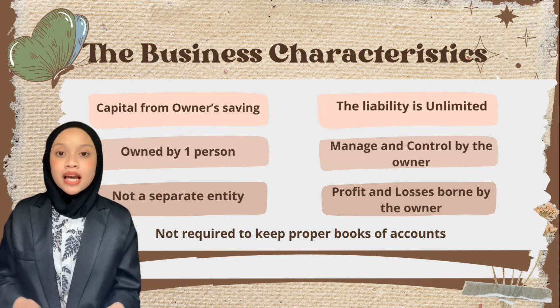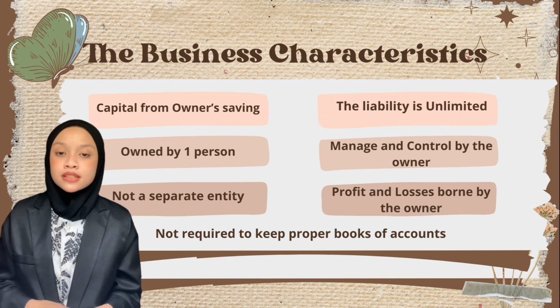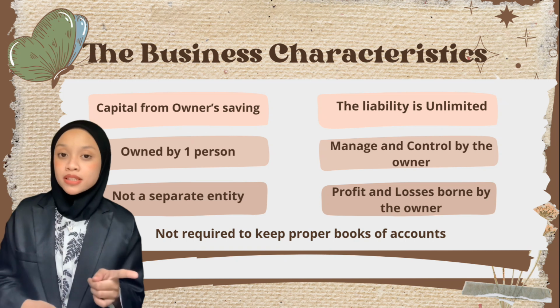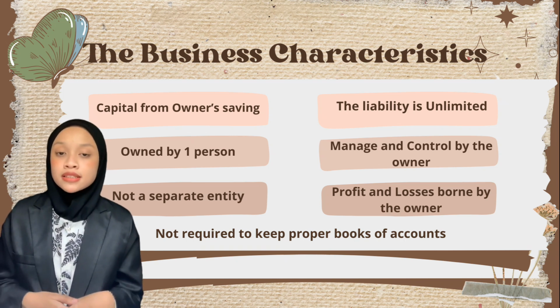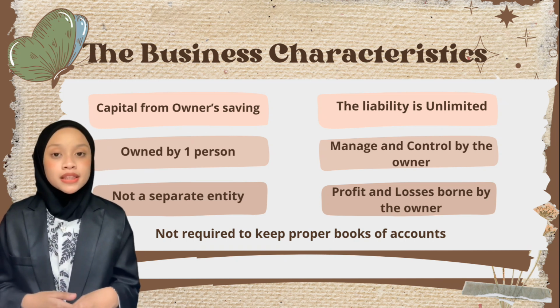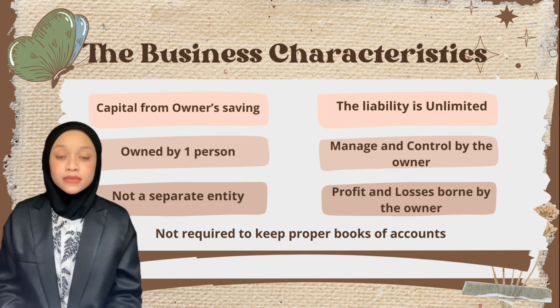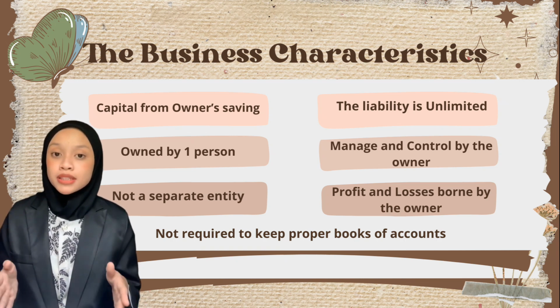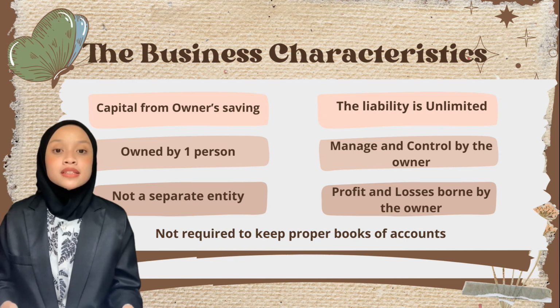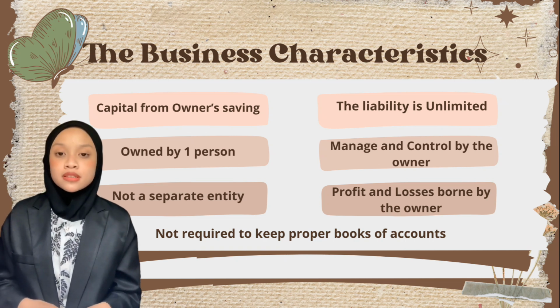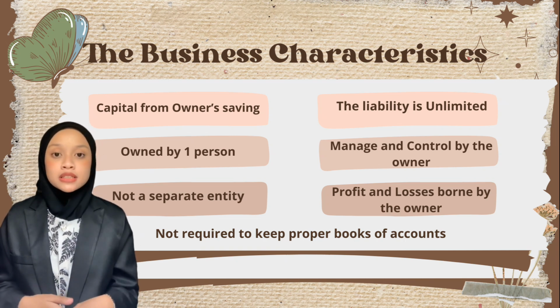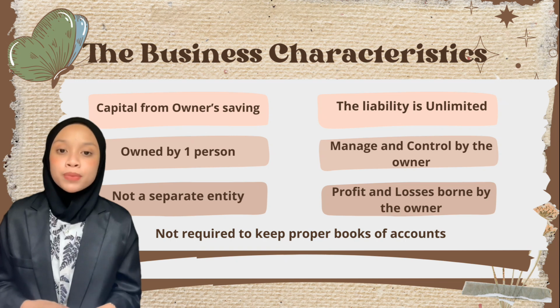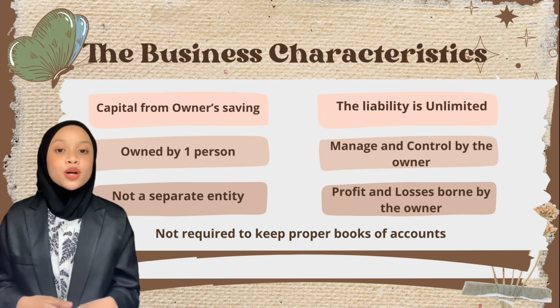Besides that, the ownership of this business is only 1%, and for the existence, it is not a separate entity. Next, the liability that is used is unlimited liability. This is when one or more business owners or partners are liable for their company debts and tax compliance.